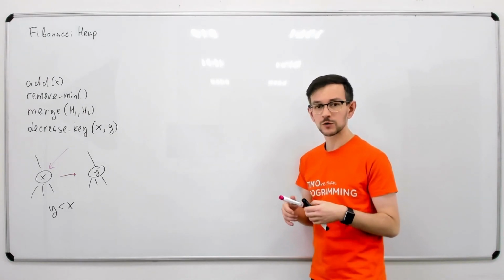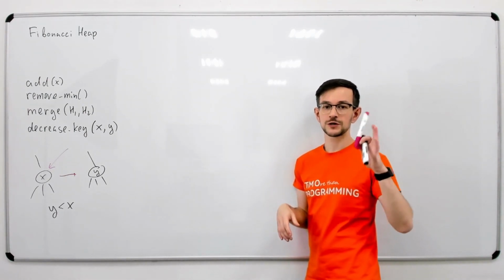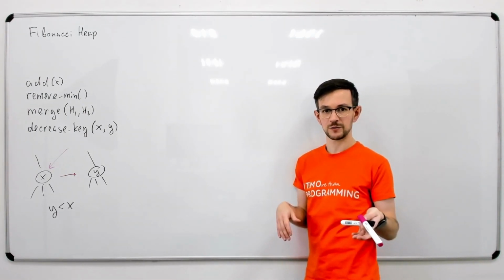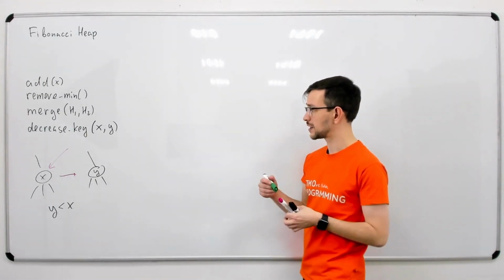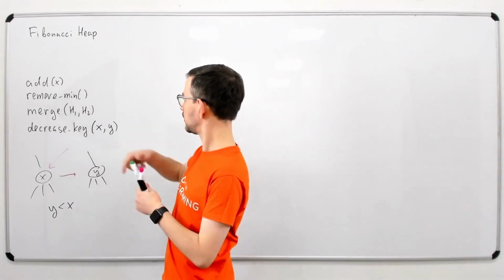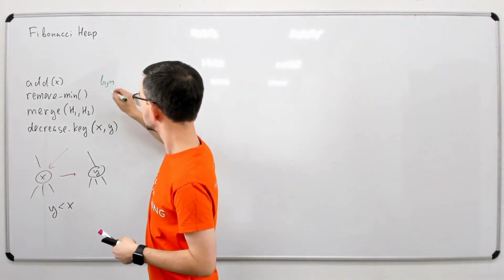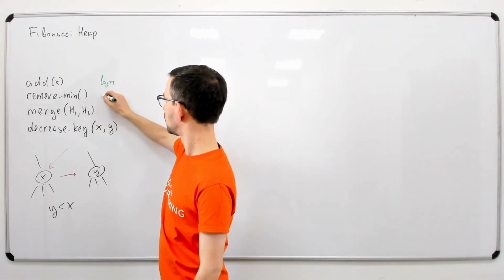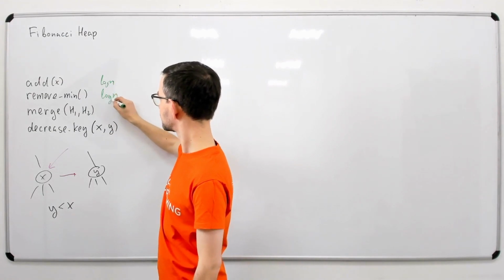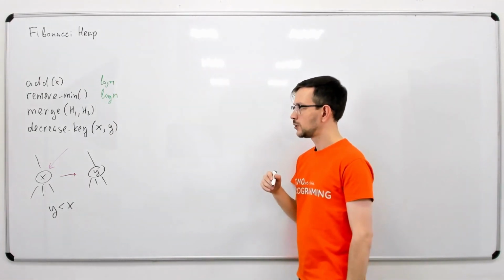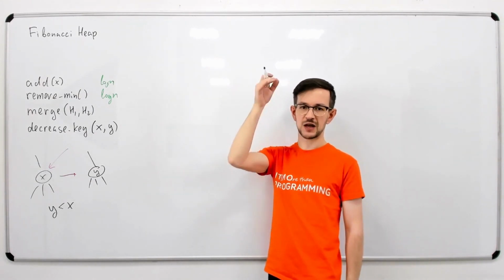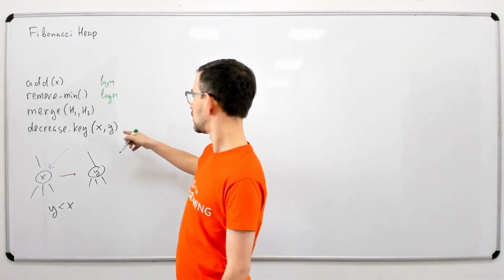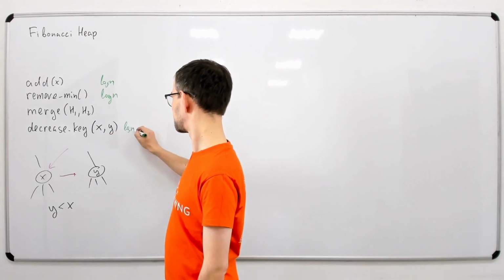First, let's talk about what we already learned. We already know how to make binary heaps, right? If you use binary heap, then you can add element in log n time. You can remove minimum in log n time. You can decrease the key in log n time, just decrease the key and then sift the element up.